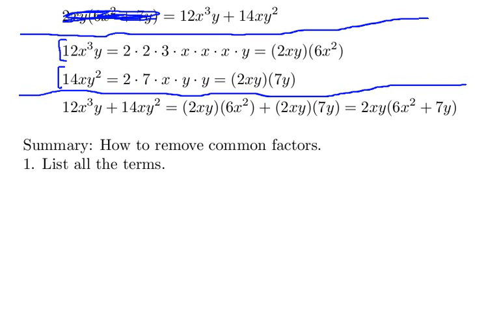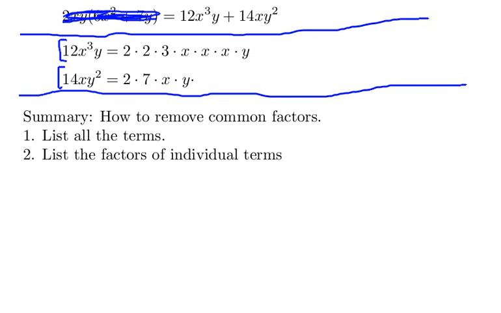List the factors of the individual terms, and that's what we did here. These are the factors of, and I need to delete that thing because for the succinct way we don't need to actually list that part out. In fact, let's go ahead and just get rid of this part here too. Okay, so let's start this over.